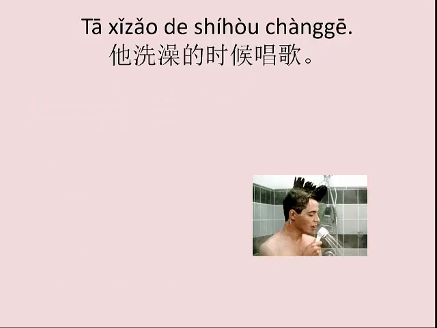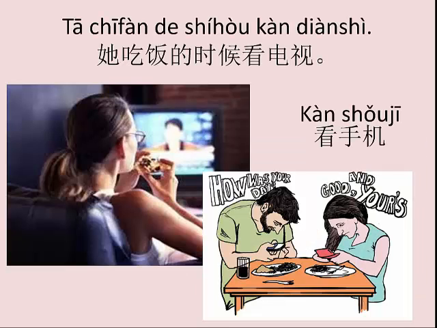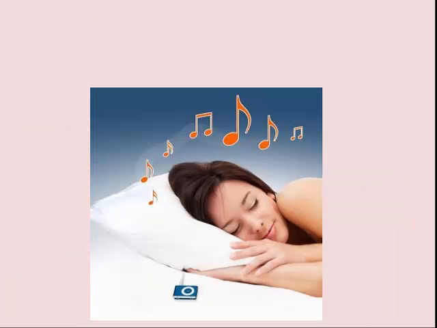So in the previous example, we said 她吃饭的时候看电视. When she eats, she watches TV. So when she eats, she makes the decision to watch TV. It could be the other way around. 她看电视的时候吃饭. Whenever she watches TV, she eats. A lot of people do that too. But the meaning is slightly different.